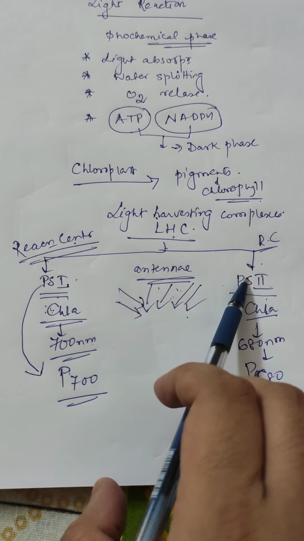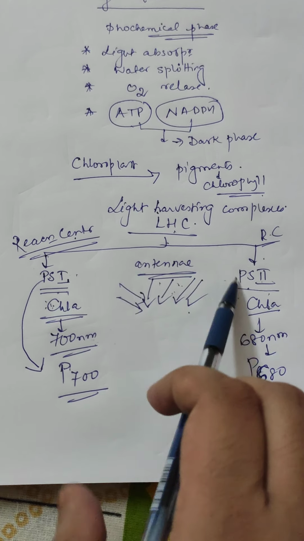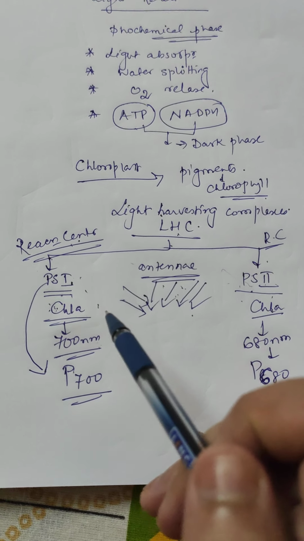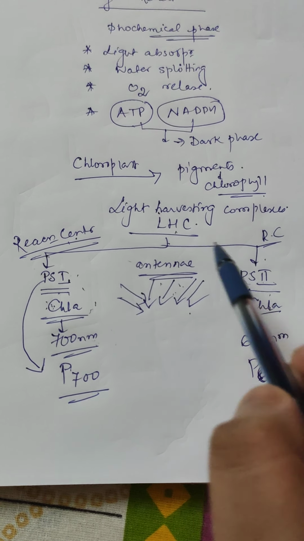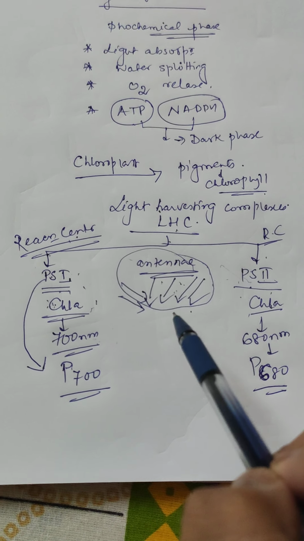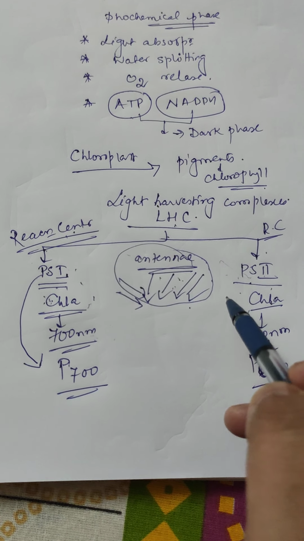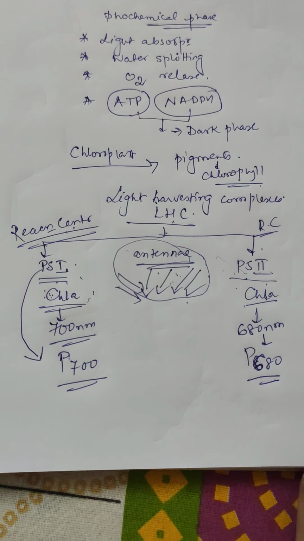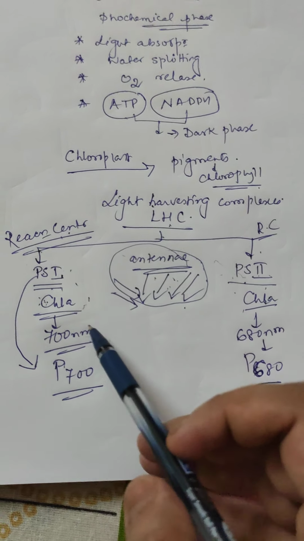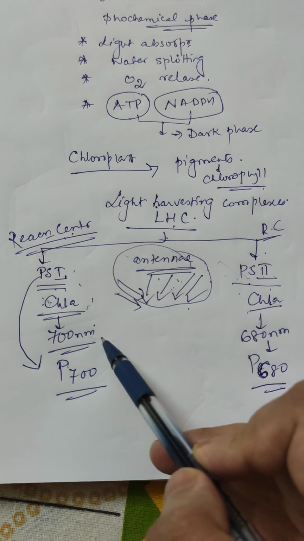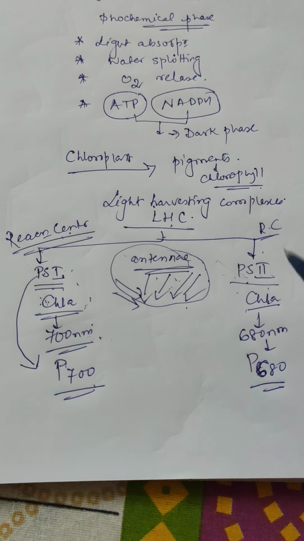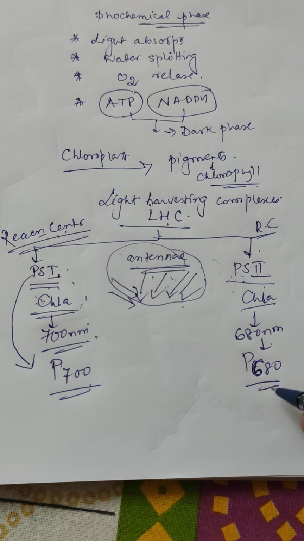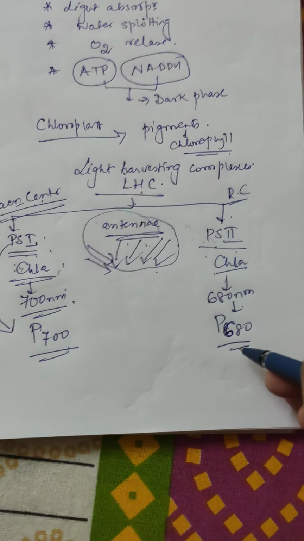So I repeat, there are two light harvesting complexes, photosystem 1 and photosystem 2. In photosystem 1 there is a reaction center, and in photosystem 2 also there is a reaction center. There are chlorophyll A molecules here, and of course there are antenna pigments here also. Chlorophyll A is directly involved in photosynthesis, and the antenna pigments help to broaden the range of absorption of light by the chlorophyll. Here, it absorbs maximally at 700 nanometer, hence it is known as P700. Here, it absorbs maximally at 680 nanometer, and hence it is known as P680.